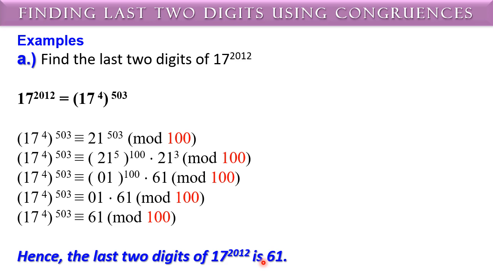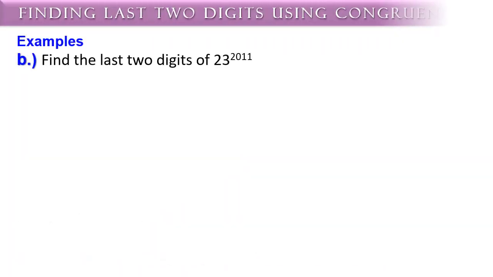Let's have another example in the next slide. For the last example, find the last two digits of 23 raised to 2011. We are going to do the same process as what we did earlier, wherein we need to determine the cycle of base 23 modulo 100 until we get a remainder whose ones digit is 1.